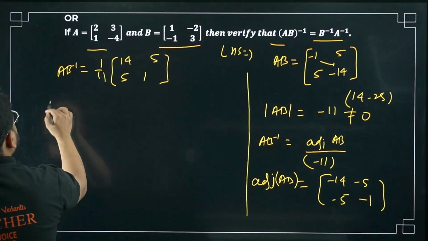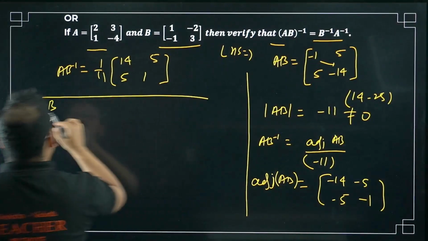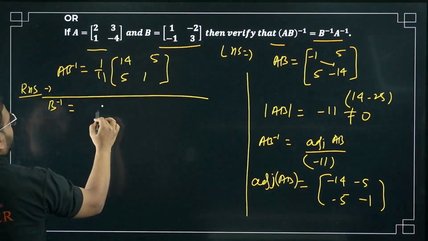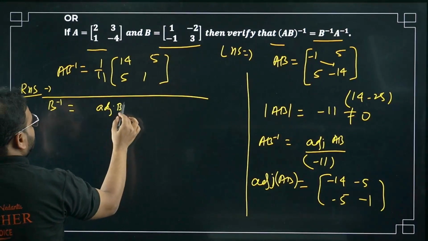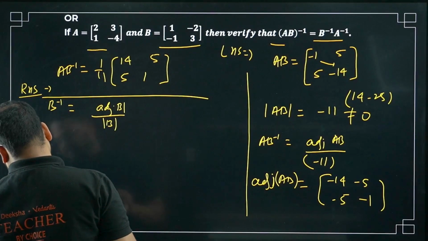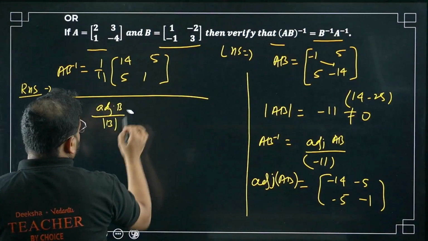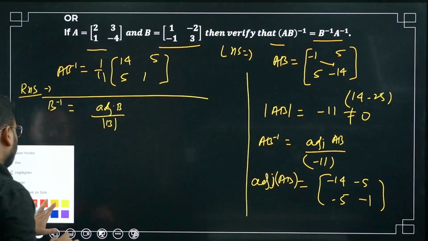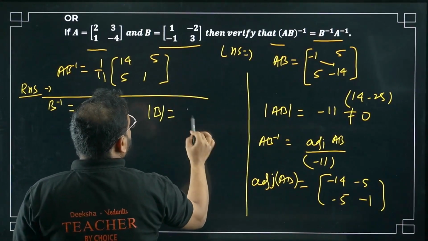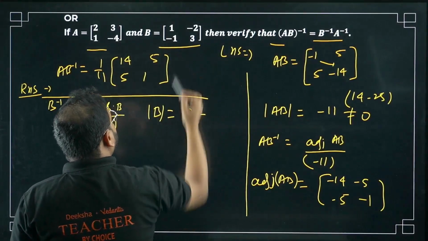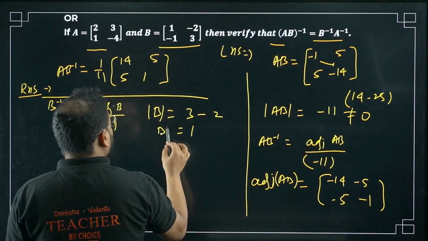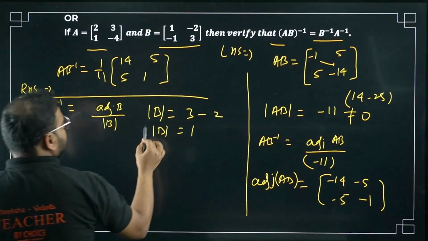How do you find the B inverse? Now we are moving to the RHS part. B inverse, we'll need again adjoint of B divided by the determinant of B. Alright. So the determinant of B, let's find quickly. 3 into 1 is 3, and we have a minus sign. 1 into 2 will become 2 only, no? So what is my answer? Simply 1. Okay, very simple. The determinant of B is coming as 1.